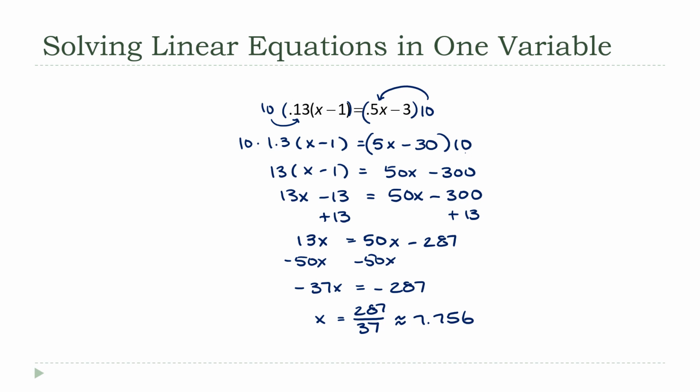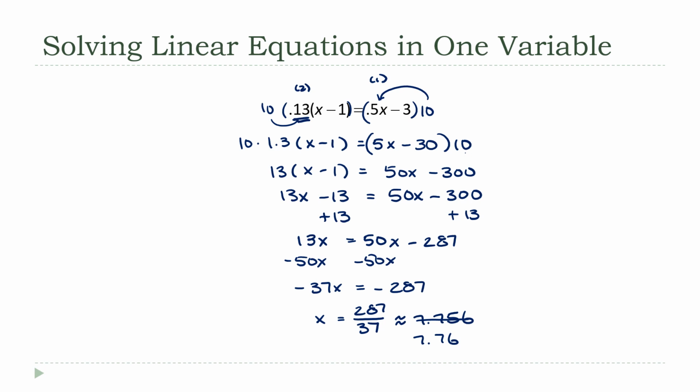If you're looking for a rule, I would say the biggest decimal up here has 2 digits. This one has 2. This one only has 1. So I would round my answer to 2 decimal digits. So I would go with 7.76. But this is a situation where you really need to talk to your teacher or professor to see what their specific expectations are.